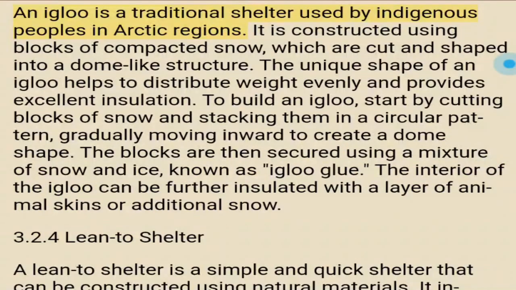3.2.3 Igloo. An igloo is a traditional shelter used by indigenous peoples in Arctic regions. It is constructed using blocks of compacted snow, which are cut and shaped into a dome-like structure. The unique shape of an igloo helps to distribute weight evenly and provides excellent insulation.